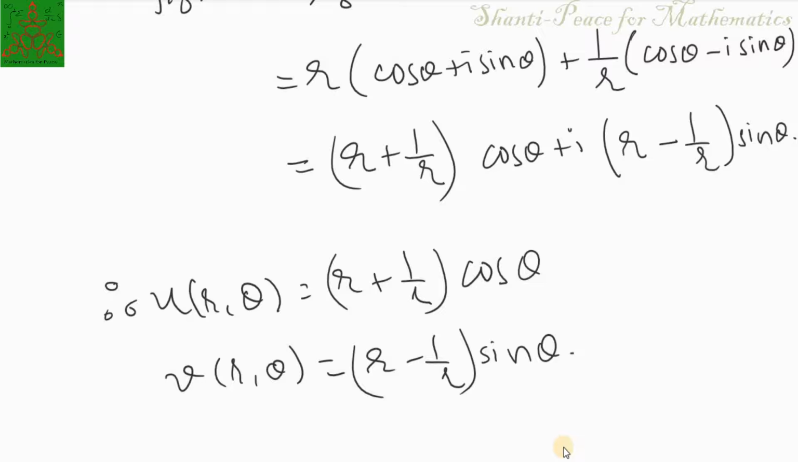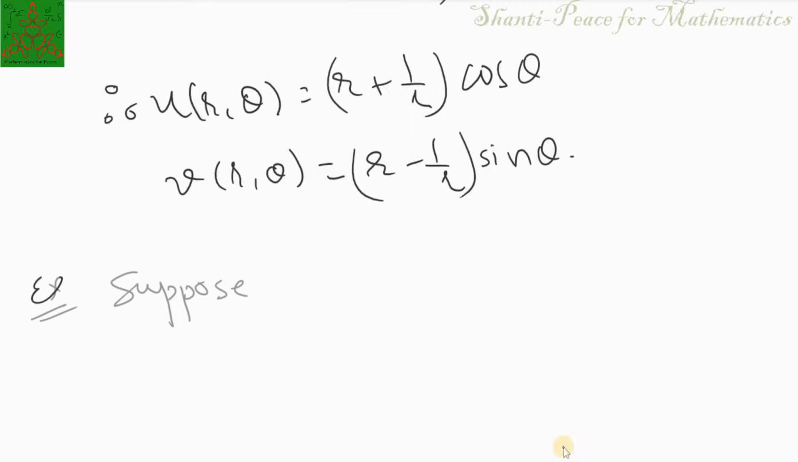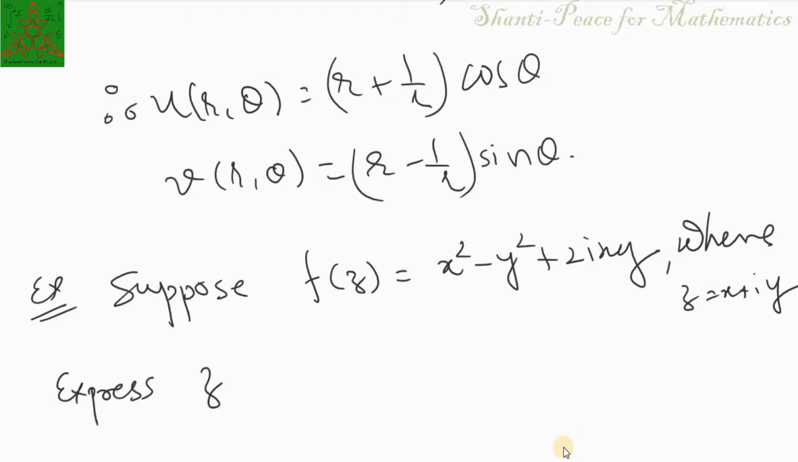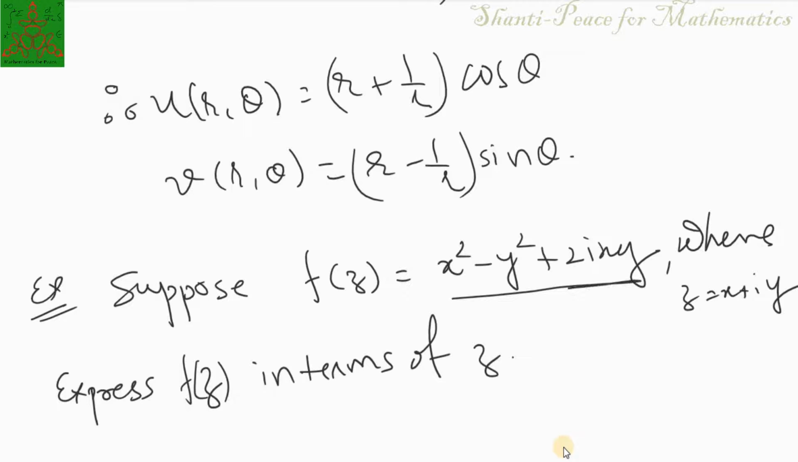Now we are doing the reverse process. That means a function is given in terms of x and y. What should be the value of that function in terms of z? For example, suppose that f of z is equal to x square minus y square plus 2ixy is given to you, where z is x plus iy. The question is, express f of z in terms of z. That means I want the expression of z to come, and you should simplify that formation.